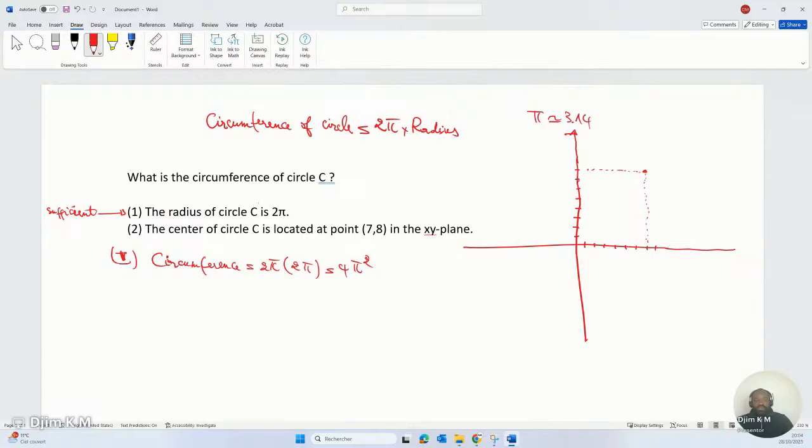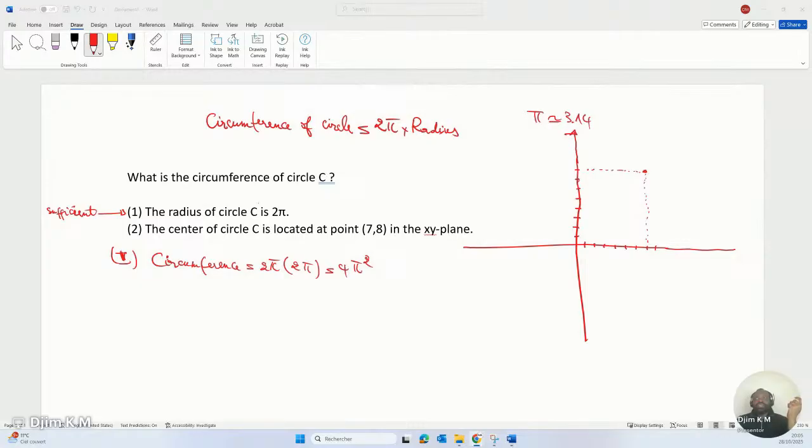So we need to find the circumference of this circle. I don't think this is sufficient because we can have various circles, an infinite number of circles that can have this particular center.